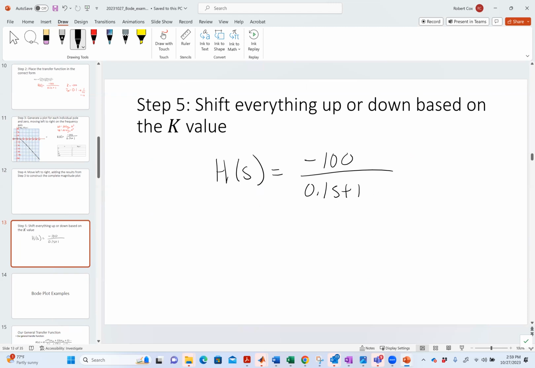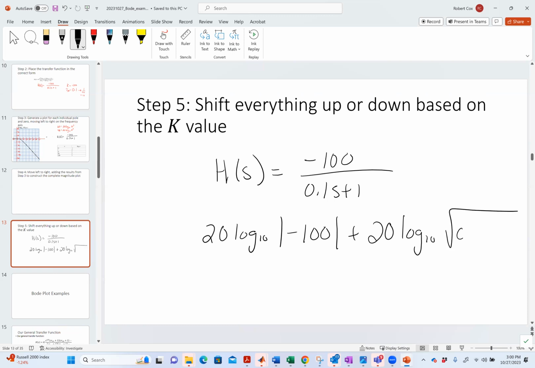Okay. All right. So what does the negative 100 do? In this case, I had 20 log 10 of, is the 20 log 10 of a negative 100? 20 log 10 of the magnitude of that, right? Because what we're talking about is 20 log 10 of all of the magnitudes. So the downstairs would be the square root of 0.1 omega squared plus 1, like that. That's the magnitude of 0.1 s plus 1.